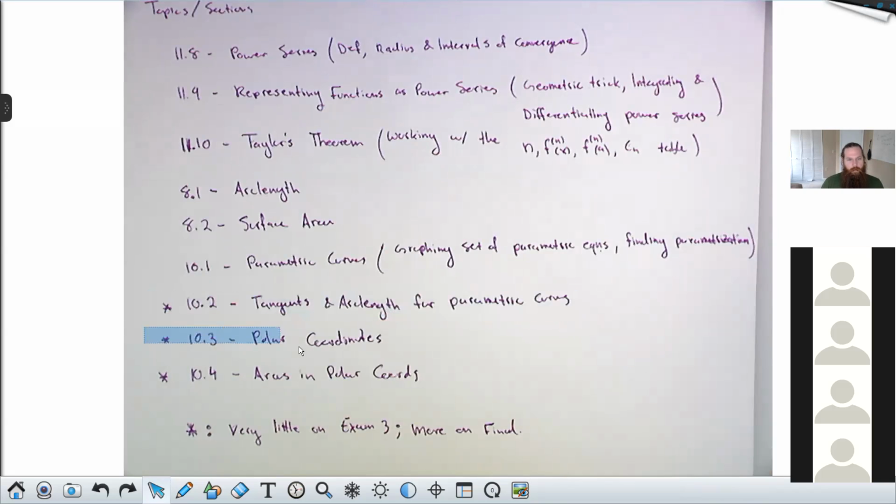Polar coordinates, the only thing I would really ask you to do here is convert a point from polar to Cartesian, or from Cartesian back to polar. I won't ask you to graph anything on exam 3, and I won't ask you to find any areas on exam 3. So these two, 10.4 and 10.2, will really just be on the final. 10.3 will show up on exam 3, but only in the gentlest of ways, like asking you to convert a point back and forth from polar to Cartesian.